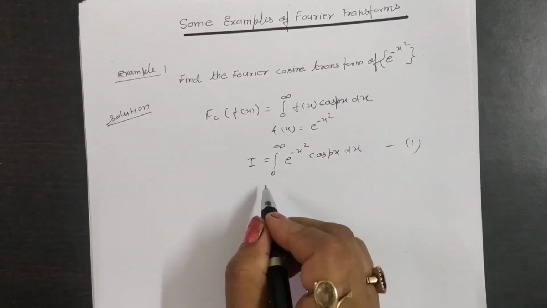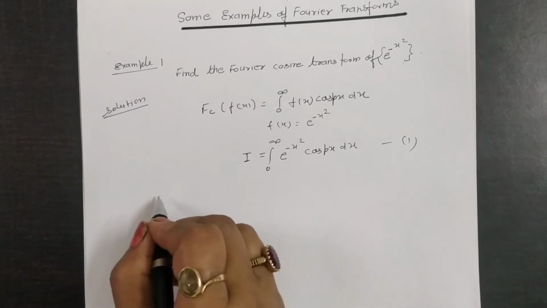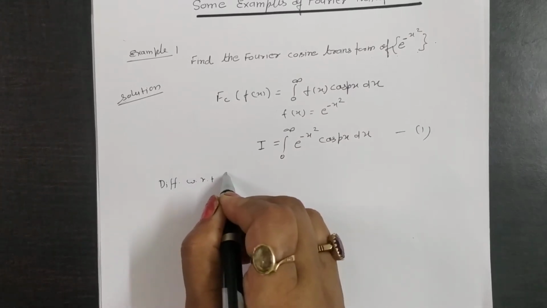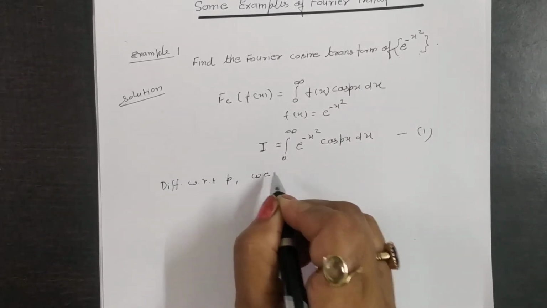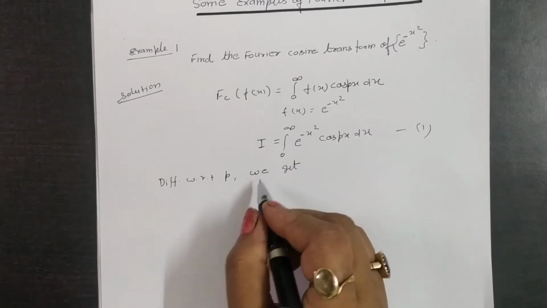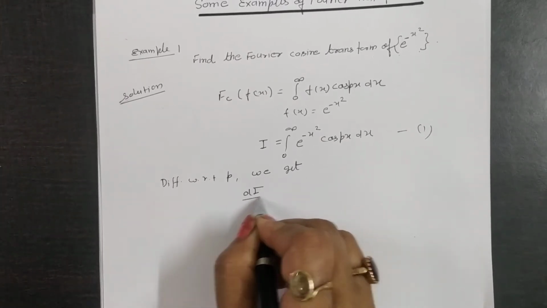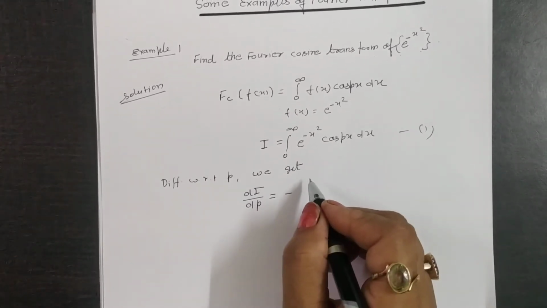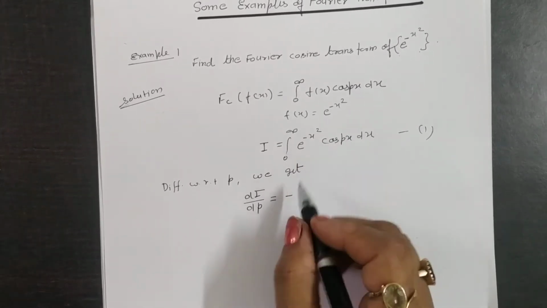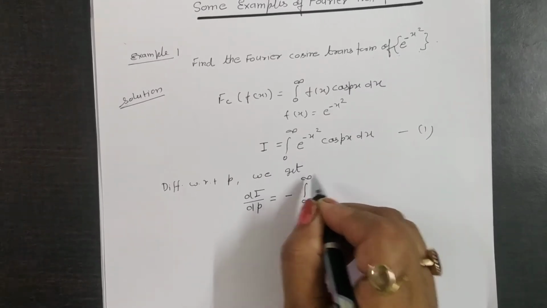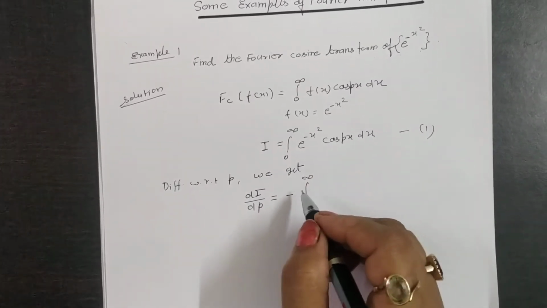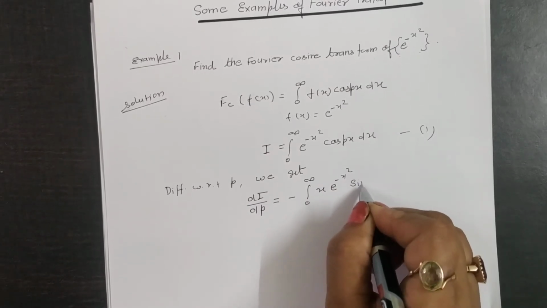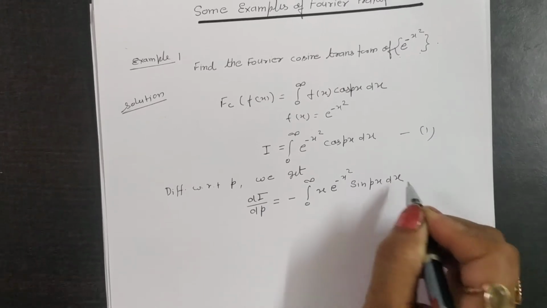Now differentiating equation 1 with respect to p, we get dI by dp equal to minus the integral from 0 to infinity of x e to the power minus x square sin px dx, because the differentiation of cos px with respect to p is minus x sin px. Okay, students, clear?